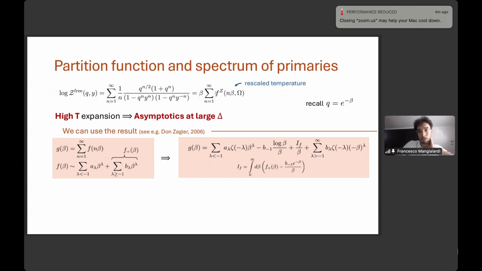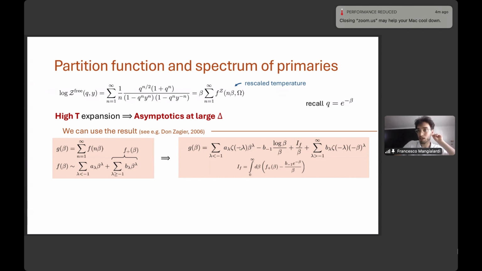And the asymptotics of this type of series is actually something which is already known in literature. In fact, there are some standard results that tell you that if you have a function which is of this type, so it's just a series over another function with the rescaled value of the parameter, you can infer the asymptotic behavior of the function when beta goes to 0 from the one of the function inside of the series.